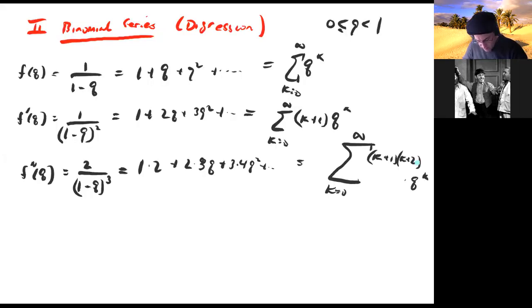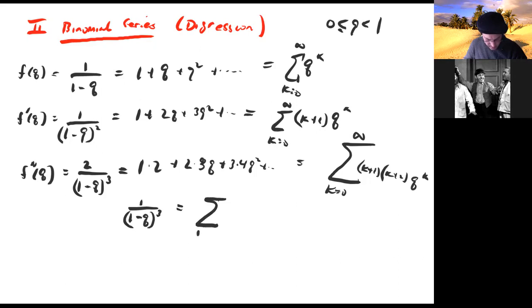Let's make this a little neater. Let's put the k plus 1 times k plus 2 over here. I would like to divide both sides by 2, so I'll get 1 over 1 minus q cubed equals the sum, k goes from 0 to infinity. Now k plus 1 times k plus 2 over 2, I'm going to absorb the 2 into that. That's k plus 2 choose 2, times q to the power of k. Okay, so we got an expression for that.